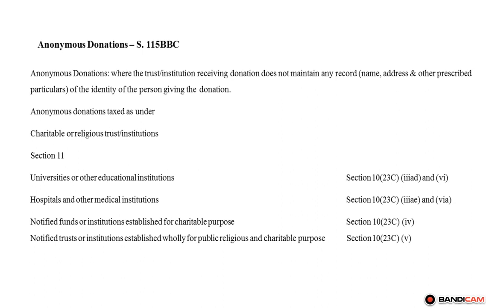Okay, so the record includes the name of the donor, address of the donor, and other prescribed particulars. Anonymous donation is taxed as under. So here anonymous donation is taxable. For a charitable or religious trust or institution under section 11, universities or other educational institutions under section 10 subsection 23C, third AD and fourth subsection, the anonymous donation is taxable.